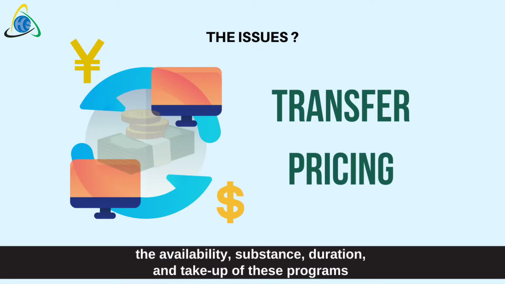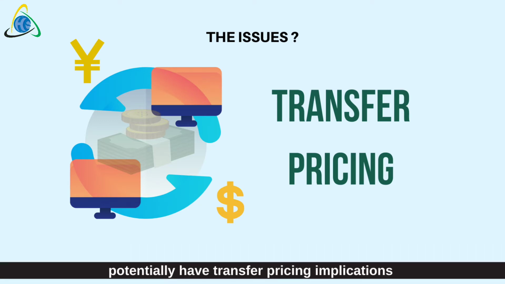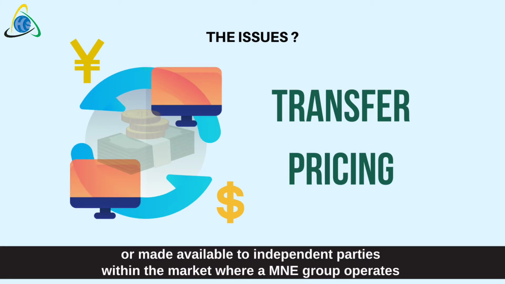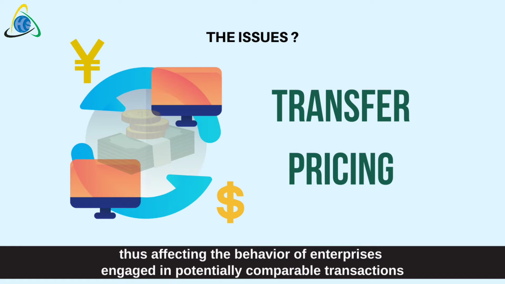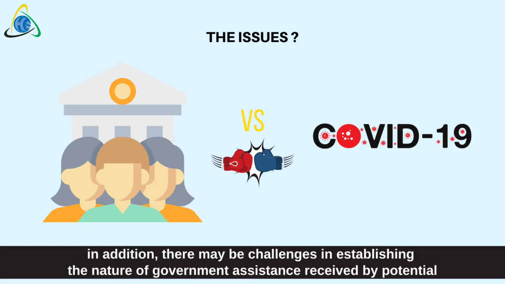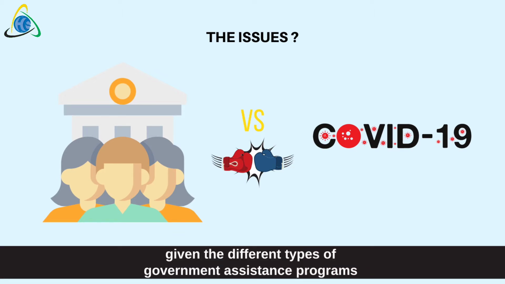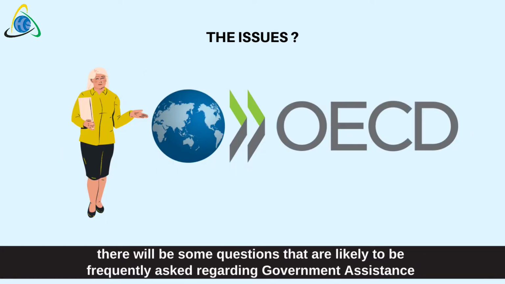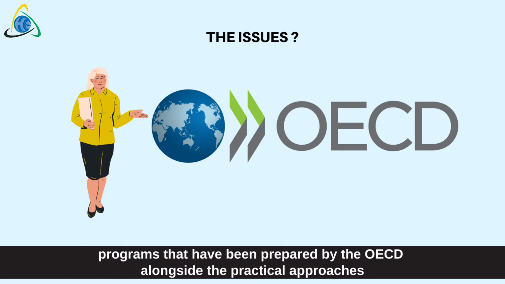The availability, substance, duration, and take-up of these programs potentially have transfer pricing implications. Whether the government assistance is provided to a member of a multinational group directly or made available to independent parties within the market where a multinational group operates, thus affecting the behavior of enterprises engaged in potentially comparable transactions. In addition, there may be challenges in establishing the nature of government assistance received by potential comparables during COVID-19, given the different types of government assistance programs, the practical difficulties to obtain detailed and reliable information, and the delay in data availability. In the next slide, there are some questions that are likely to be frequently asked regarding government assistance programs that have been prepared by the OECD alongside the practical approaches.